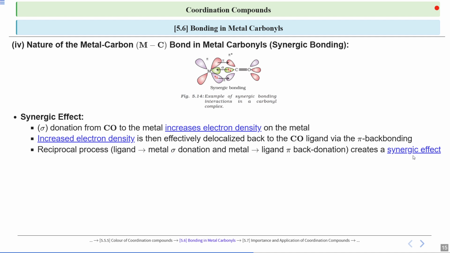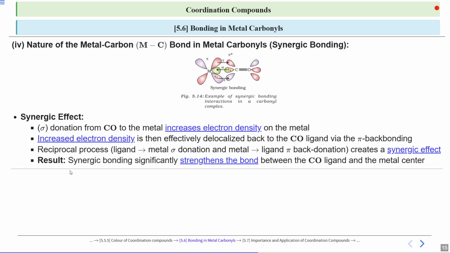Now this will create a synergic effect. This is what we are calling the synergic effect. Okay, so this is a name. It is not something you understand through its meaning, but it is a term which we give to this reciprocal process which is happening in metal carbonyl bonding.